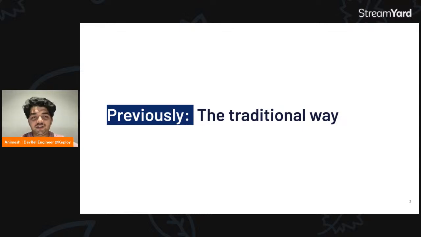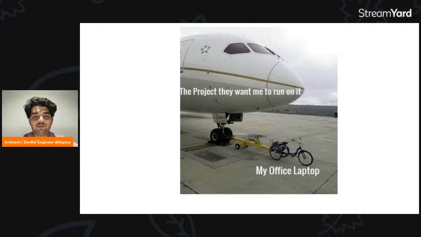Okay, so traditionally, how it works can be explained in a simple thing. The project they want me to run, it works on my machine, which is my office laptop, and no one is able to replicate it on anyone else's. So that is one of the main things that generally happens between software developers or when we are collaborating with folks.